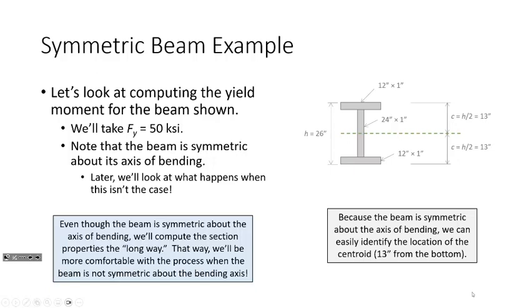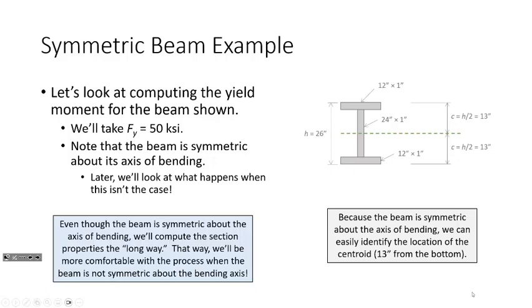Okay? So I have a beam, and I kept it real simple. I have a beam that has two flanges, and instead of using something like a W10 by 49, I'm actually just using plates so that the math is a little easier. So I have a flange that's 12 inches by 1 inch, another flange that's 12 inches by 1 inch, and a web that's 24 inches by 1 inch. So the whole beam is 26 inches tall. A 24-inch web, two 1-inch thick flanges. Everybody with me on that?